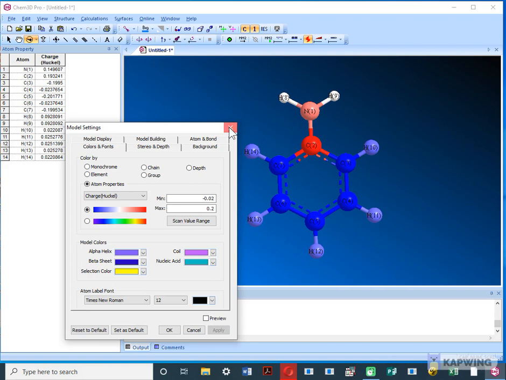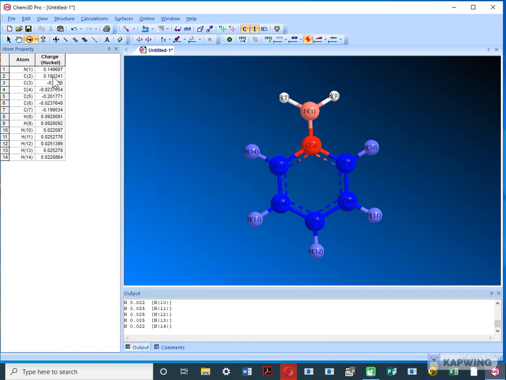Here the bright red and blue colors represent the atoms with the highest partial positive and negative charge. Pale colored atoms show a low value of charge.